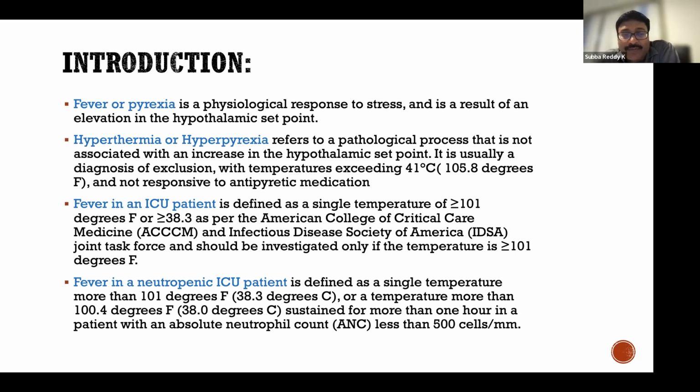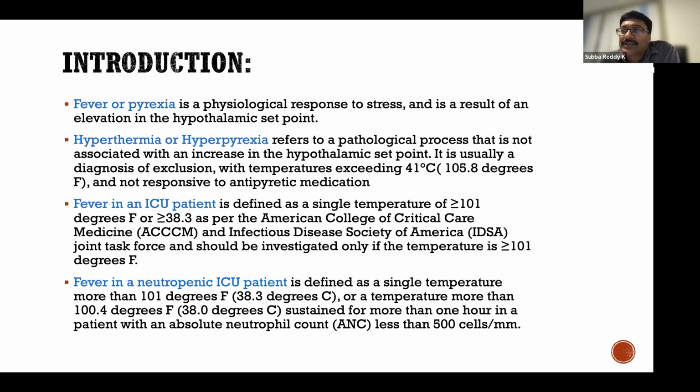And then we should start investigating if the temperature is more than or equal to 101 degrees Fahrenheit. But in neutropenic patients, if the absolute neutrophil count is less than 500 cells per mm, fever is defined as a single temperature more than 101 degrees Fahrenheit, that is 38.3 degrees centigrade, or a temperature of more than 100.4 degrees Fahrenheit or 38 degrees centigrade sustained for more than 1 hour. We call it fever in a neutropenic patient.